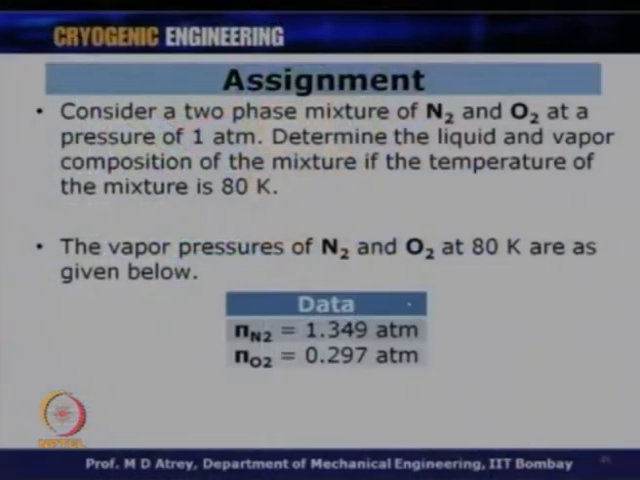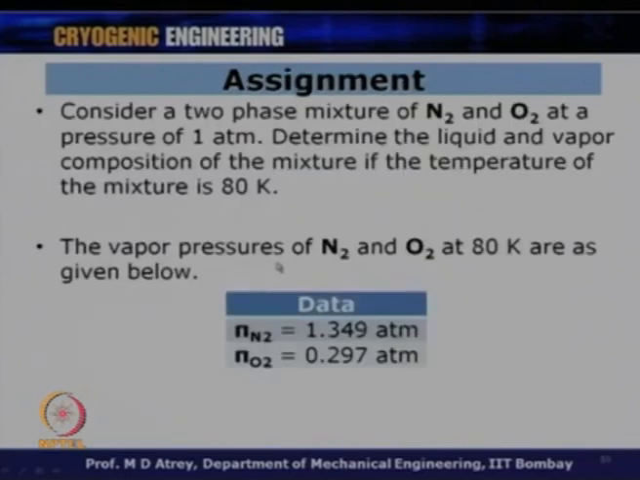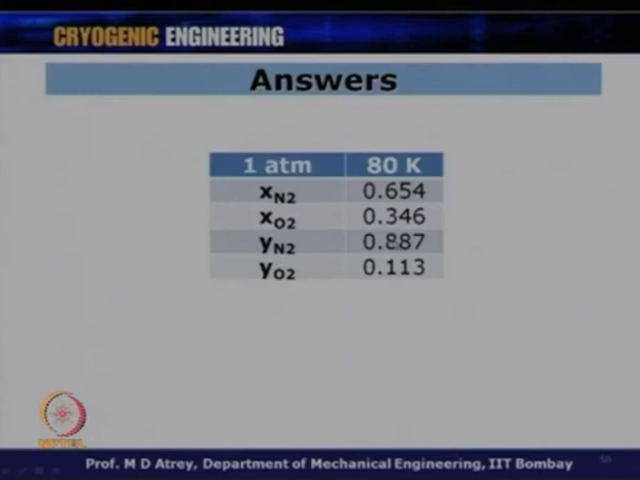I have a small assignment for you: for a nitrogen-oxygen mixture at 1 atmosphere and at 80 Kelvin, please find the vapor pressure and compare the data with the experimental value. These are the answers for that. The problem is given to you, these are the answers. Please solve the problem for yourself.